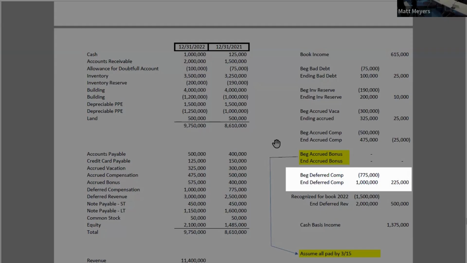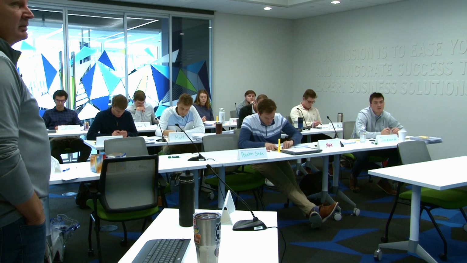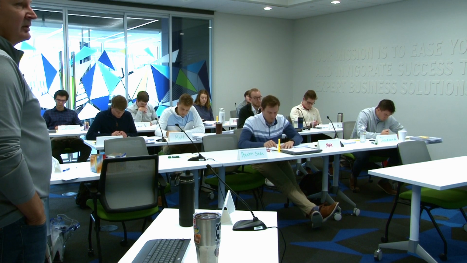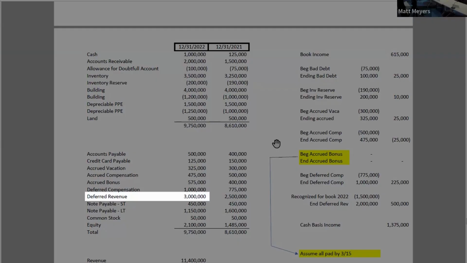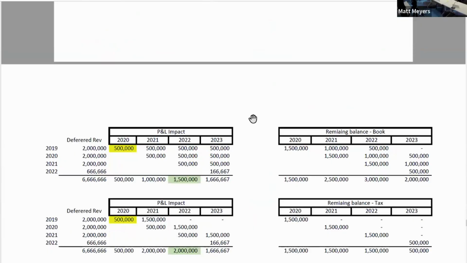Oh my. Recognized for book 2022, ending deferred revenue, 2 million for 500,000. Where the hell is that M1 coming from? What's my deferred revenue up there? 3 million? Well, I'm not fluxing that account. Happens to be 500,000, but that's a fluke. Oh my. What is this? Okay, so this is deferred revenue.